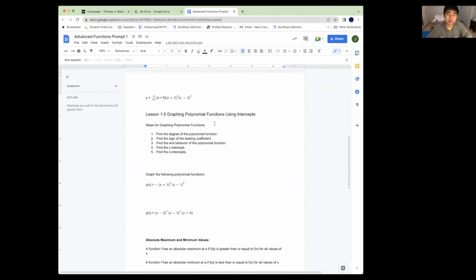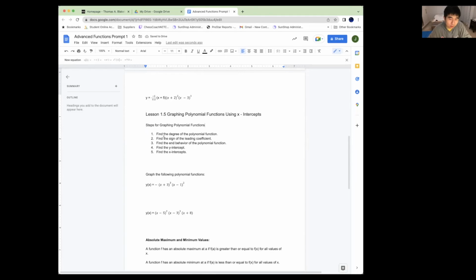All right, now we're on to lesson 1.5. So this is where everything kind of comes together, and this is very related to the previous lesson. So hopefully this one shouldn't be too difficult. So we have graphing polynomial functions using x-intercepts. Okay, so here are the steps for graphing polynomial functions.